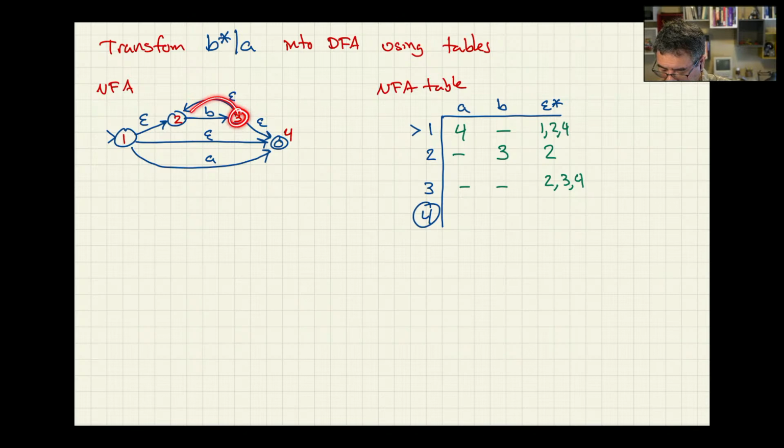So here, follow 1 epsilon to take us to 3 and 2 and 4, and then itself goes to 3. And then finally 4 doesn't go anywhere on an A, nowhere on a B, and it goes to itself on the epsilon stars. So that's our table. Next, DFA table.